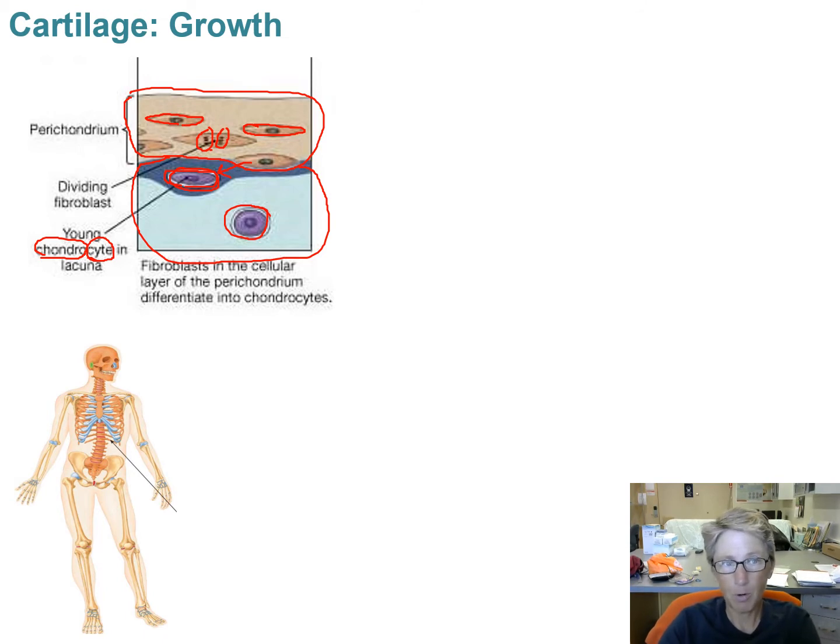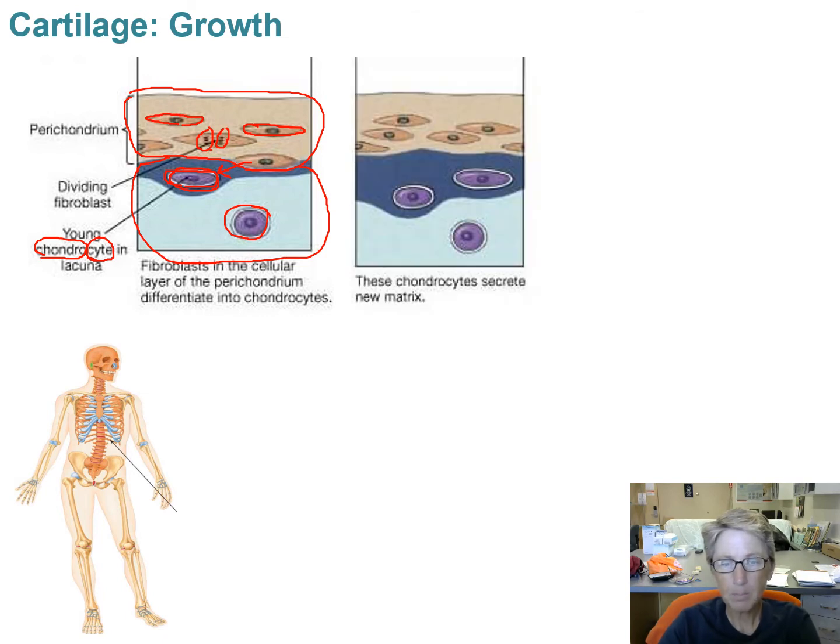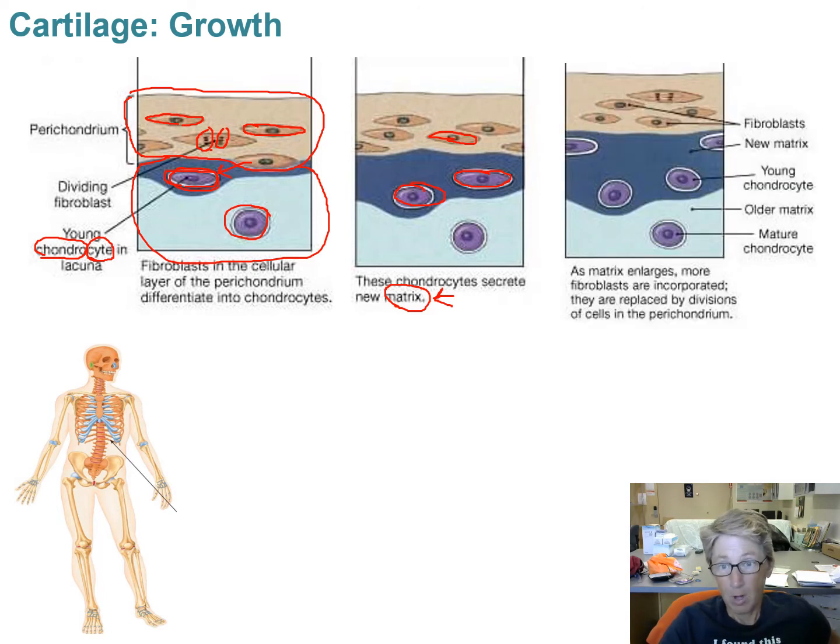Okay, so remember the process that we're looking at here is we're trying to see how you grow cartilage. So remember here you had a fibroblast, and then it differentiated into a young chondrocyte in a lacuna, and then you have a chondrocyte in a lacuna. And these chondrocytes secrete this thing called a matrix. So a matrix is just the thing that the cell lives in. And we'll talk a lot about what is in the matrix when we build a skeletal system, but for cartilage we'll just call it the matrix for now.